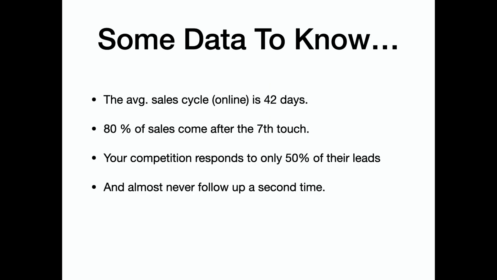Now, there's some important data that we really do need to know. Number one, the average sales cycle takes 42 days. Okay, this is published data. We have found that from the time a lead is generated to the time it actually monetizes, it takes 42 days. So I know many marketing campaigns that don't even get that far. They don't run that long. Okay, so 42 days is the average sales cycle from online leads.